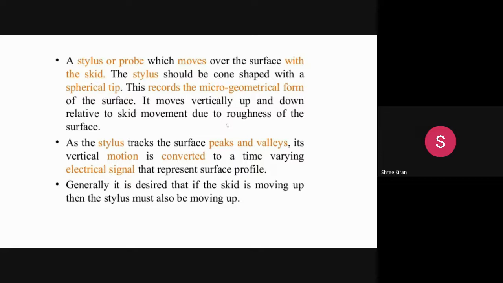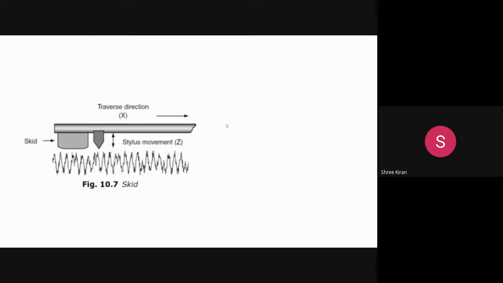Generally it is decided that when the skid is moving up, the stylus must also move up. So this is the movement. This is the transverse direction, and this is the skid.